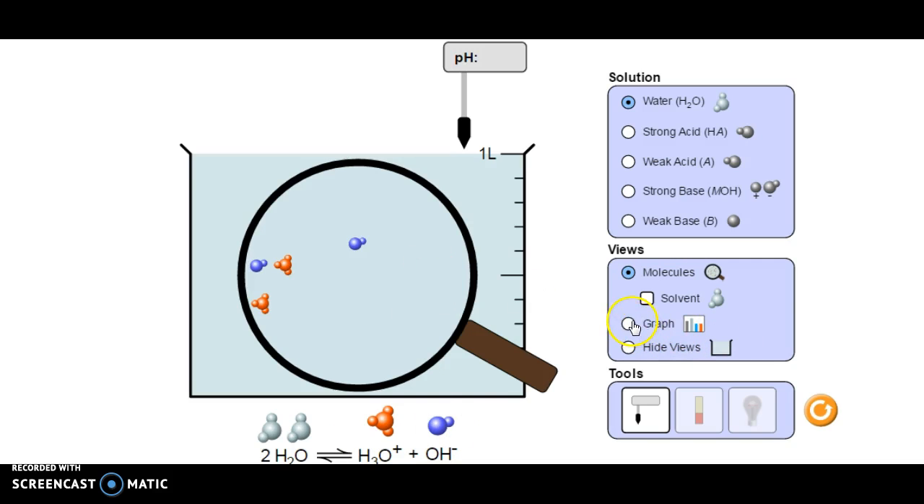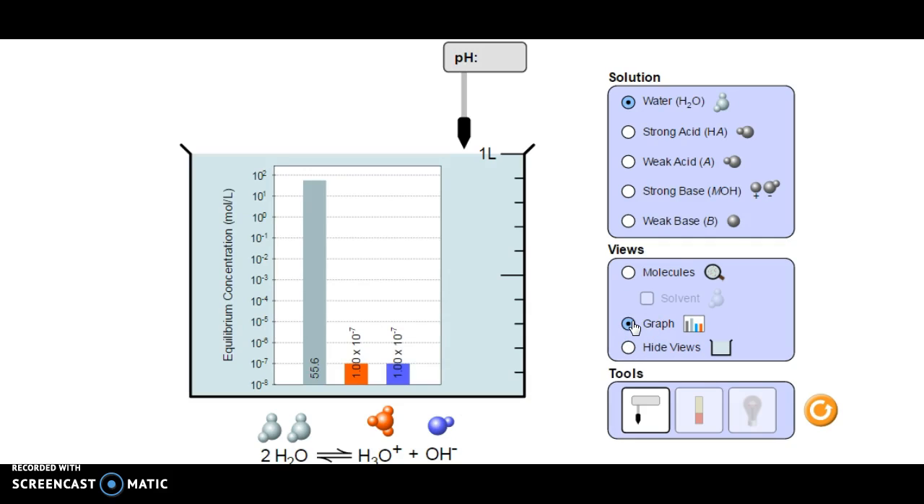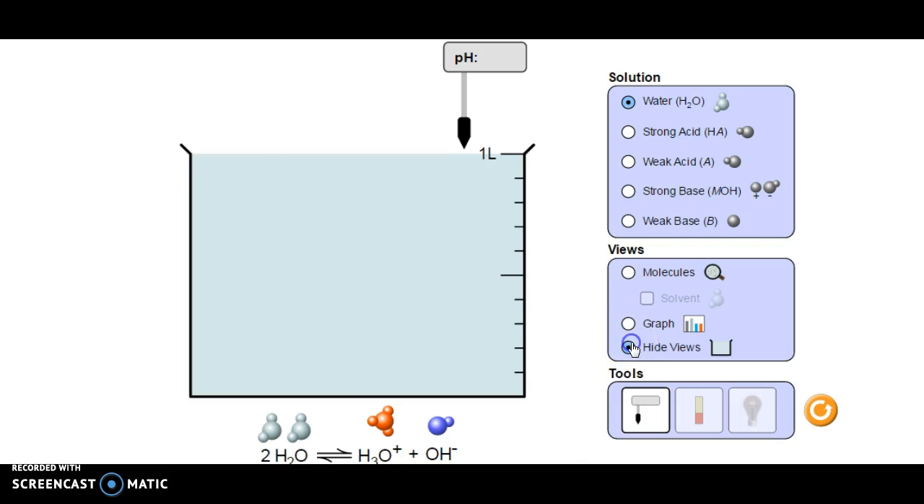And we can also see the graph to see the equilibrium concentration. Or we could just see the container here and use our interactive tools, which will help us to find the properties. Let's start with the first one. This is the pH tool. We just need to dip it in our solution and we can find out our pH.